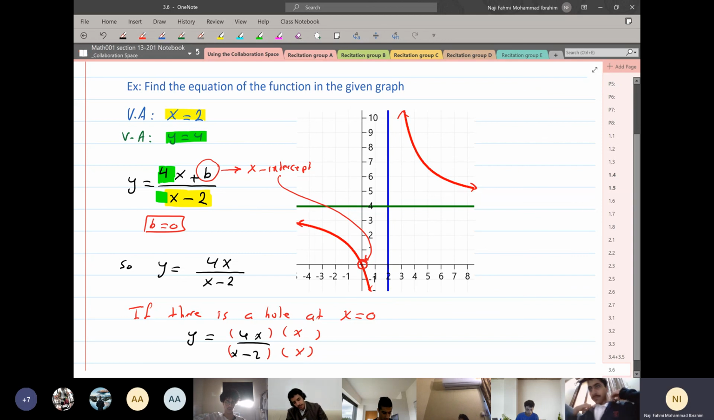So you multiply by x, because it's x minus 0. What's the value of x that I have a hole at here? X is equal 0. So I will multiply up and down by x minus 0. If the hole is at x equal 1, I will multiply up and down by x minus 1. Okay? So by this we have finished section 3.6.